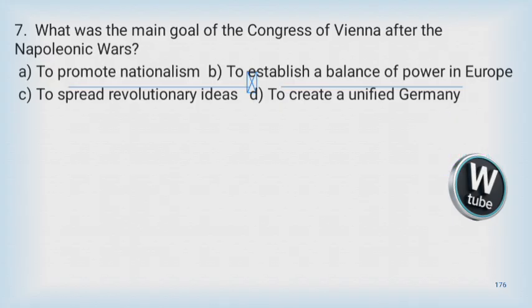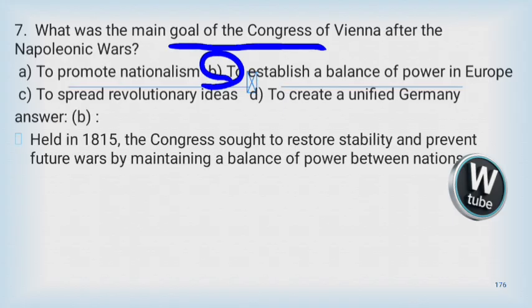Establishing a balance of power in Europe was the main agenda of the Congress of Vienna after the Napoleonic Wars. So, B is the correct answer. The Congress of Vienna was held in 1815. The Congress sought to restore stability and prevent future wars by maintaining a balance of power between nations.